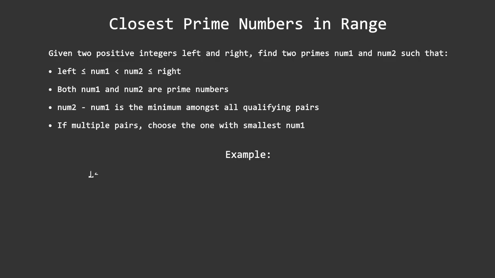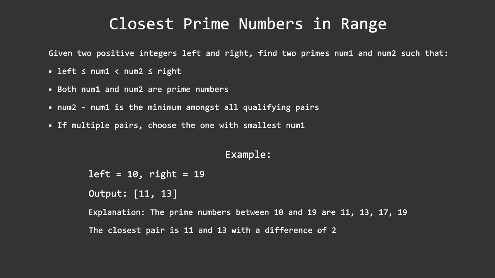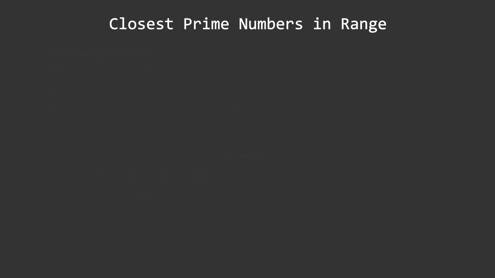In the given example, left is equal to 10 and right is equal to 19, and the output is 11, 13. If we print all the prime numbers between 10 and 19, we have 11, 13, 17, 19. The closest pair is 11 and 13 with a difference of 2. Now, let's see how we can approach this.